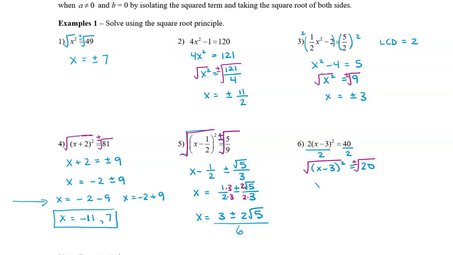Okay, so now we have x minus 3 equals plus or minus the square root of 20. And we're going to add 3 to both sides. So now we have x equals 3 plus or minus. And now I'm going to simplify the square root of 20. So we know that the square root of 20 is the square root of 4 times the square root of 5. So this is going to be 2 times the square root of 5, because the square root of 4 is 2. And that's how we apply the square root principle to solve questions that have the square isolated.